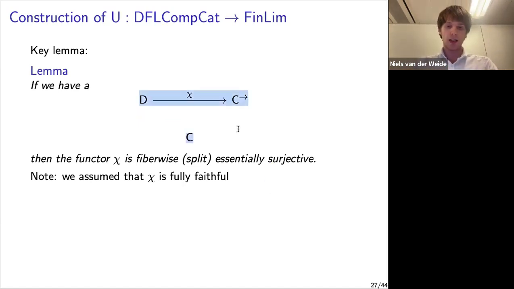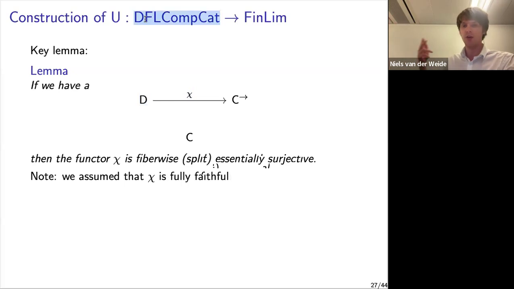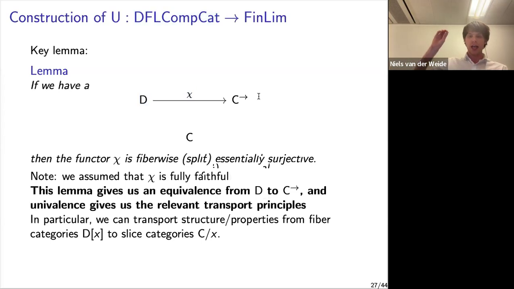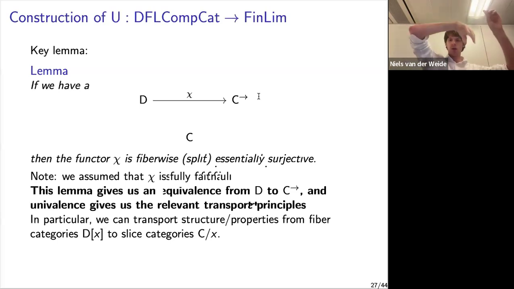If we have a comprehension category like this, and we also assume all the type formers that I mentioned before, so democracy, sigma, and whatever, then this functor chi is essentially surjective. Since we assumed our comprehension category to be full, chi is an equivalence, and thus D and the arrow category are equivalent as categories. So we can transport structure from D, of which we assumed a lot, to the arrow category and deduce stuff about the arrow category.